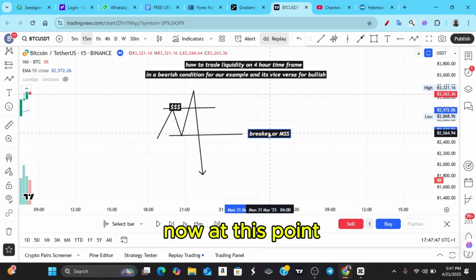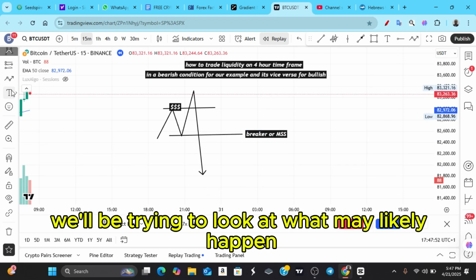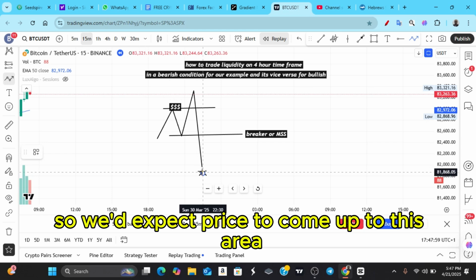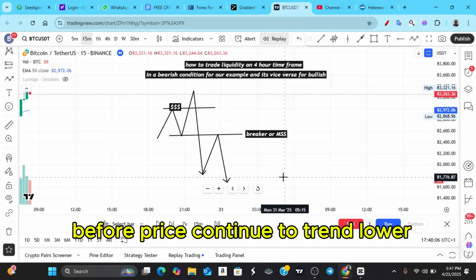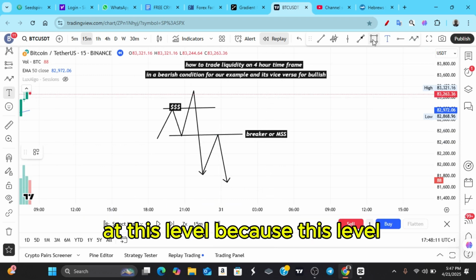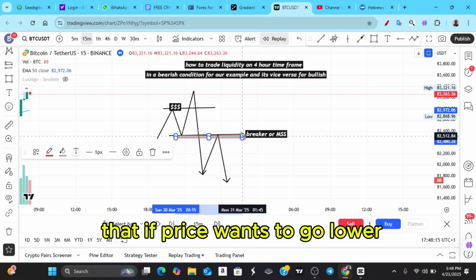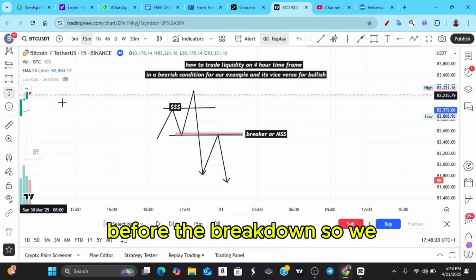Now at this point, when we have this market structure shift, we'll be trying to look at what may likely happen. So we expect price to come up to this area where we had that breaker block before price continues to trend lower. So this is basically what we are trying to explain at this level, because this level where there is a breaker is an important level that if price wants to go lower, there will be a rebalancing of price at that level before the breakdown.